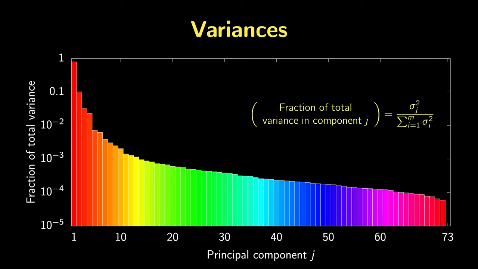Now let's connect this to principal component analysis. If we want to look at the fraction of the total variance in component J, then we can calculate that as sigma J squared, our singular value squared, divided by the sum from I equal 1 to M of sigma I squared, so the sum of all of the singular values squared. If we do that, then we end up with the following plot. This is actually just equal to the previous plot, but with a rescaled vertical axis. This plot makes it clear that the first few components contain a large fraction of the variance in the data set. In particular, the first component contains a very large fraction of the total variance.